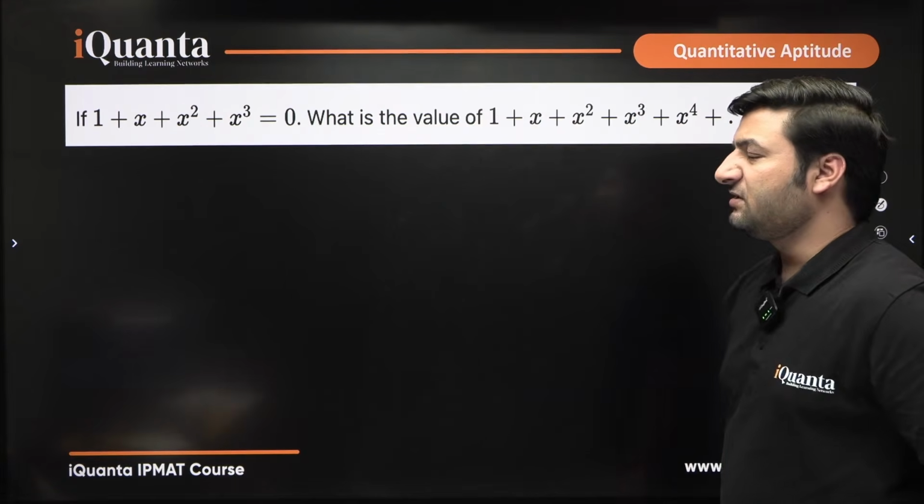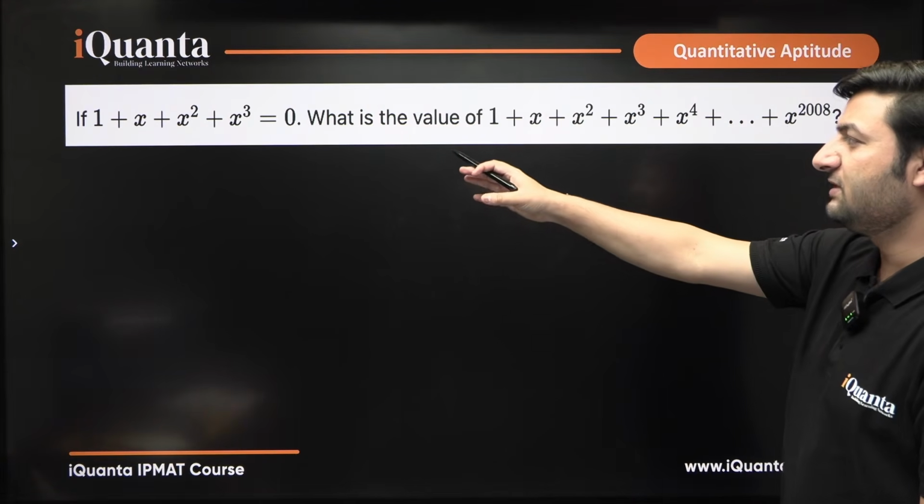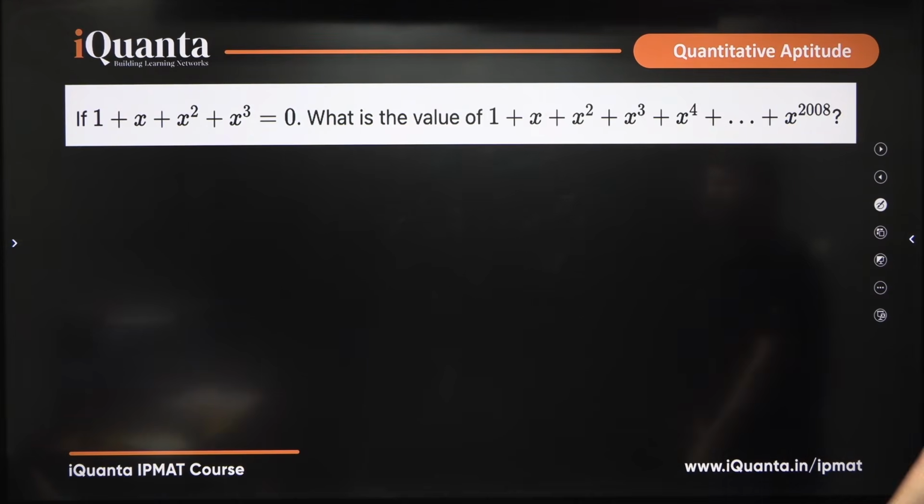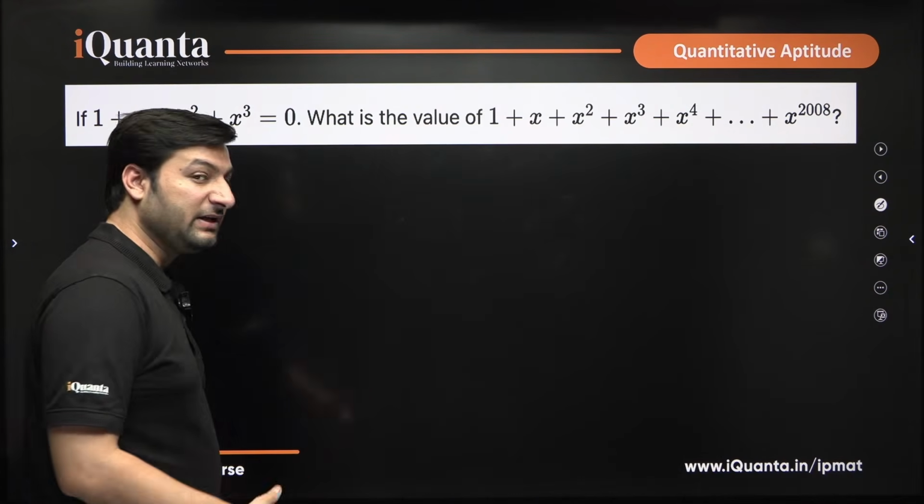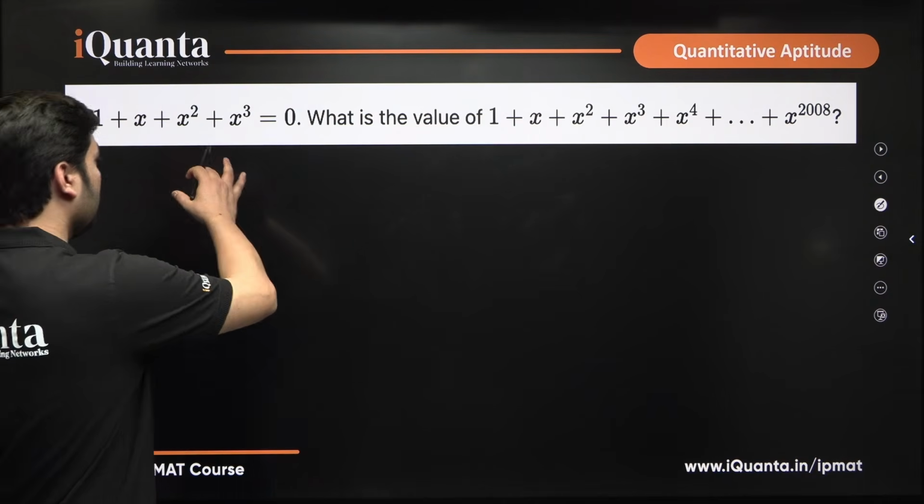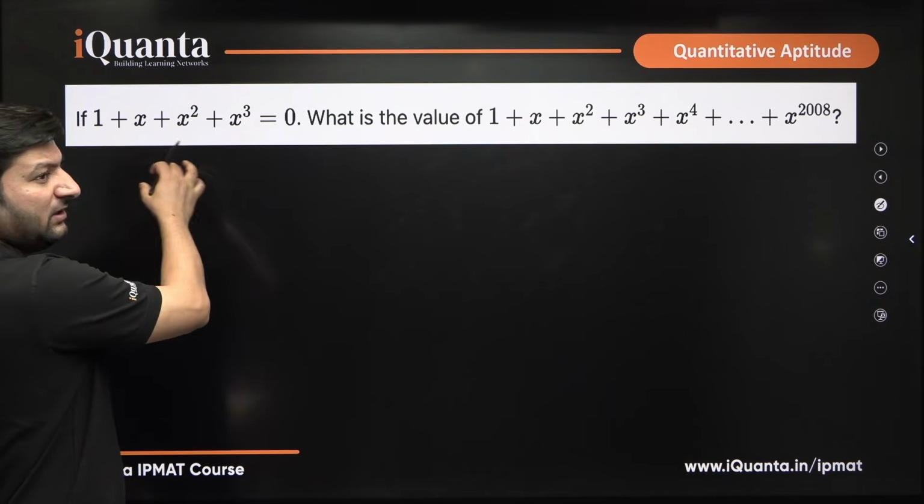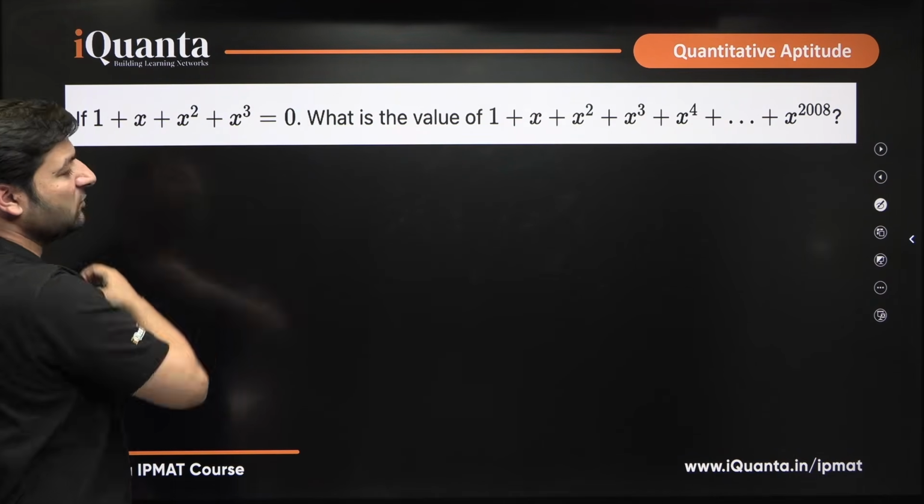So this is the question that I gave you for homework. If 1 plus x square plus x cube equal to 0, what is the value of 1 plus x square up till x to the power 2008? I also gave you a hint related with x to the power 4 minus 1. Yes or no? This looks familiar. 1 plus x square plus x cube equal to 0.